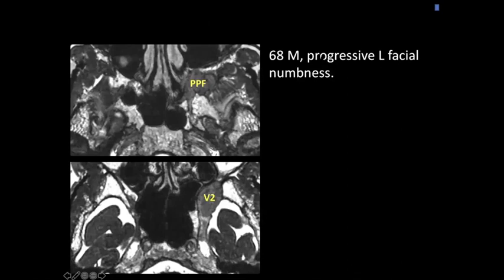Here's a patient, 68 years old, with progressive left facial numbness, a mass in the pterygopalatine fossa, extending along the Vidian canal, also extending along V2 in the foramen rotundum. A reasonable differential might be perineural spread from a skin cancer or maybe a minor salivary tumor like adenoid cystic. This patient had a history of renal cell carcinoma, but that's not an uncommon history in a 68-year-old male.